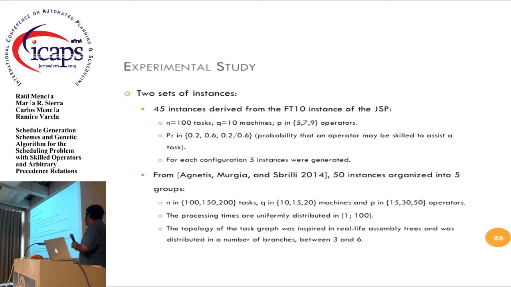And on the other hand, we have another set of instances. This set of instances was proposed in the paper that proposed this problem. And these are 50 instances organized into five groups. They are very interesting because they were created taking inspiration from the topology of a task graph of a real problem. So, yeah.